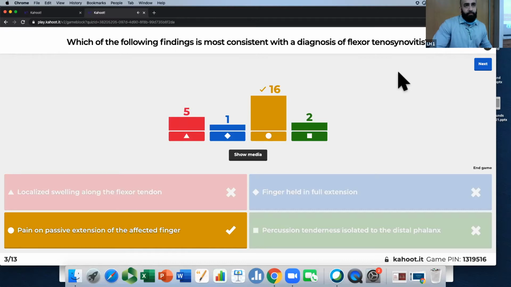We're thinking of the 4 criteria for Kanavel signs: tenderness along the course of the flexor tendon, fusiform symmetric swelling of the digit, pain with passive extension, and finger held in flexion. Most of the time you're going to find some kind of penetrating injury prior to the development of this. They love to put Kanavel signs on the boards. It's there all the time.